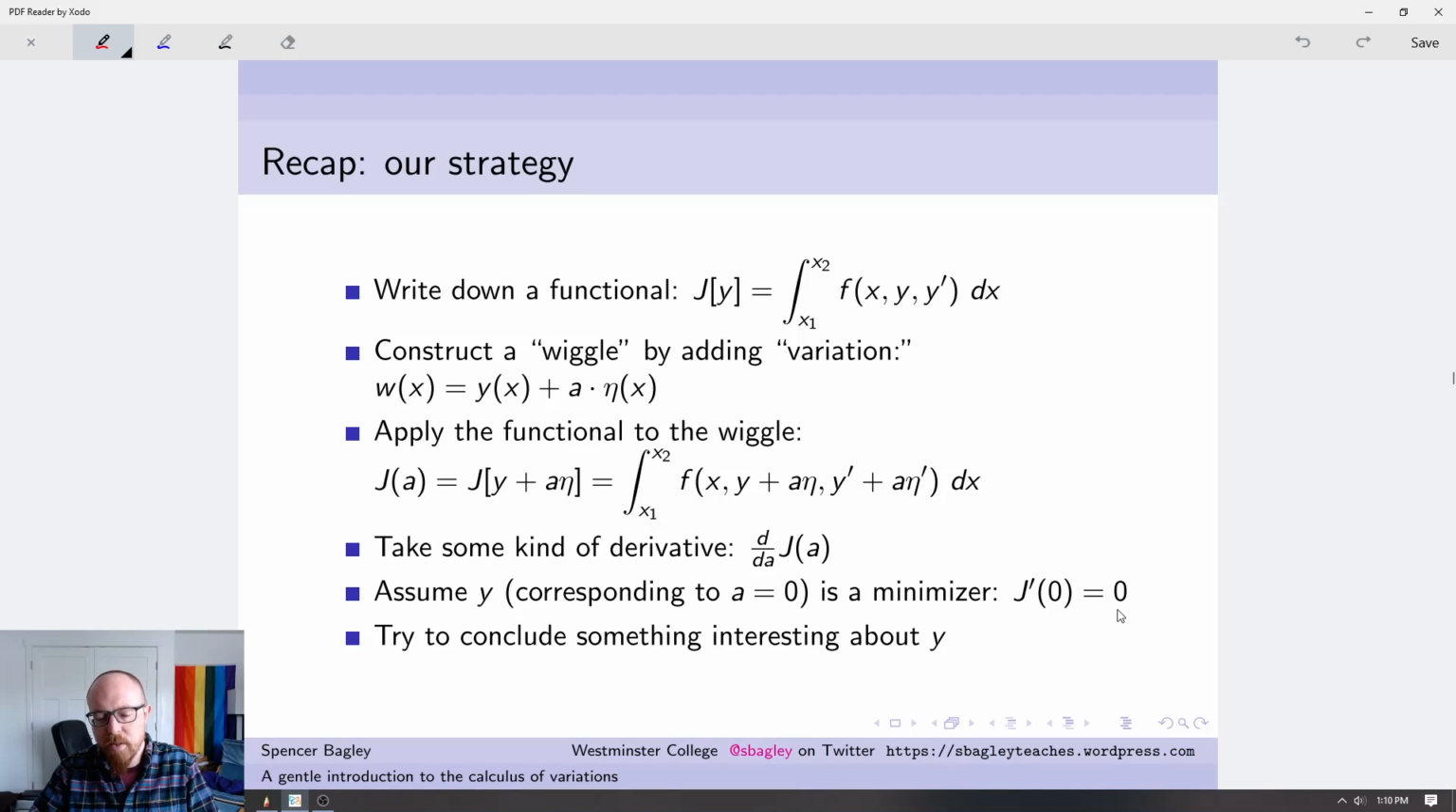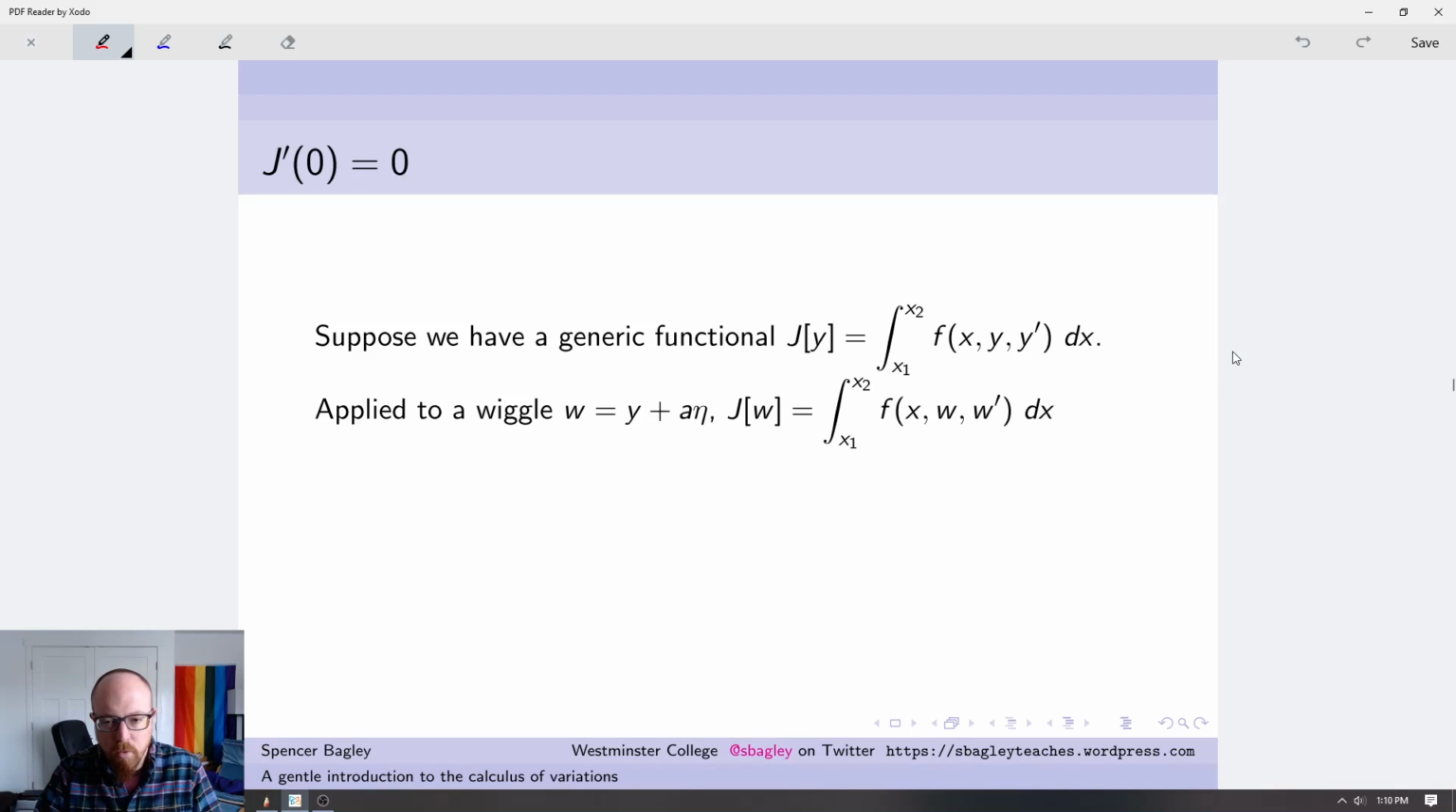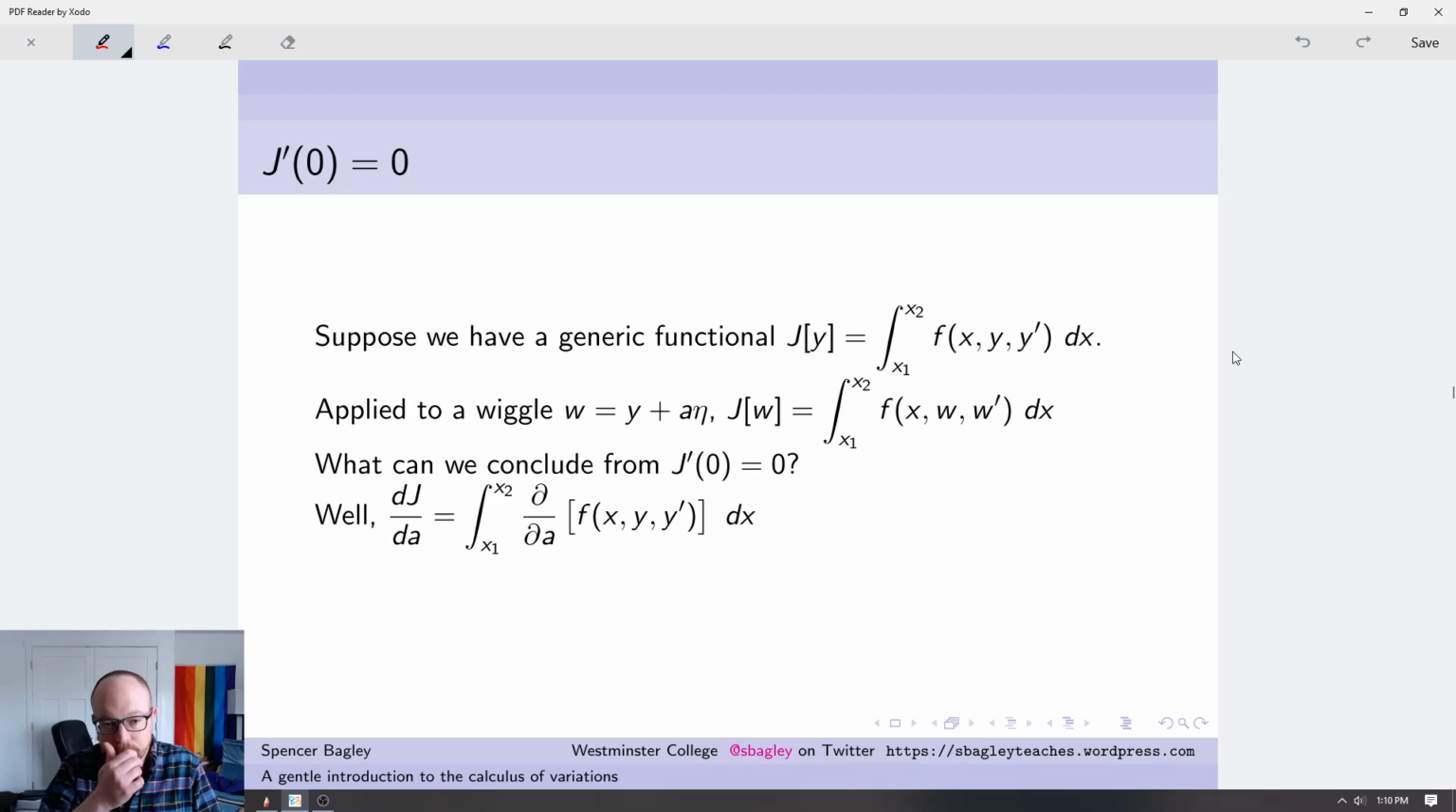Let's see if we can apply this strategy now that we've thought our way through this whole wiggle and variation thing and gotten to the fundamental lemma. I bet that we can apply this strategy more broadly pretty quick. So let's think about how we could do that. Let's say that we just have some generic functional with some generic integrand here. If we do our whole apply to a wiggle and take the derivative thing, here is what we're going to get if we write down that j prime of 0 equals 0.